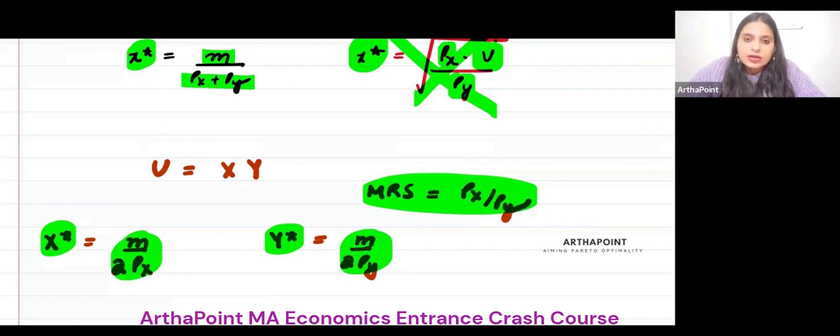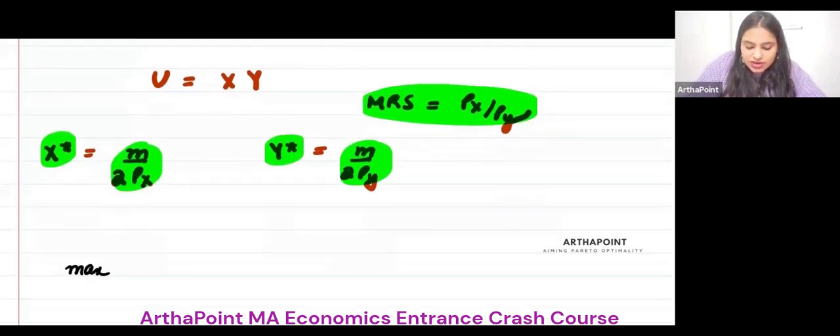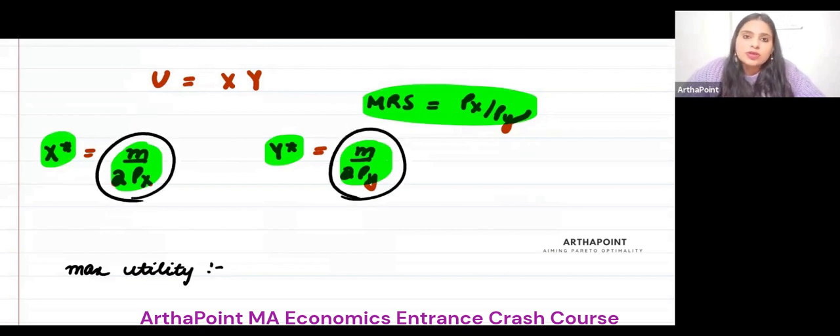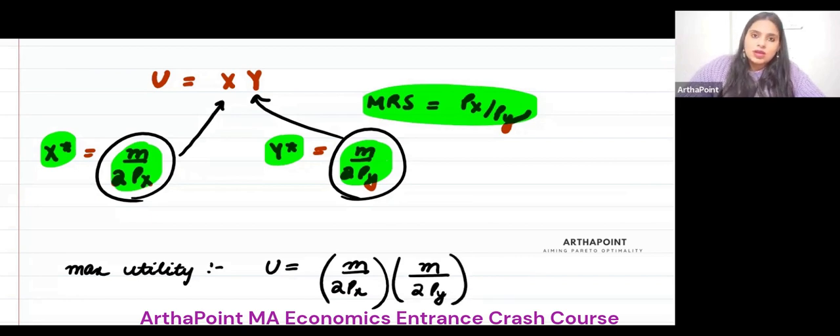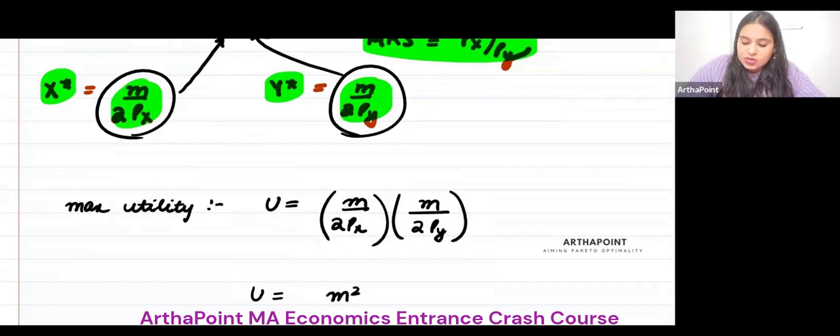Just tell me something. Can I say that the maximum utility that I can get, utility maximum कब होगा? जब मैं ये optimal bundle consume करूंगी. So the maximum utility I can gain is when I consume these optimal bundles. What will be the level of that utility? Just put X की जगह पे M by 2PX and Y की जगह पे M by 2PY. So this will give me M square by 4 PX PY.